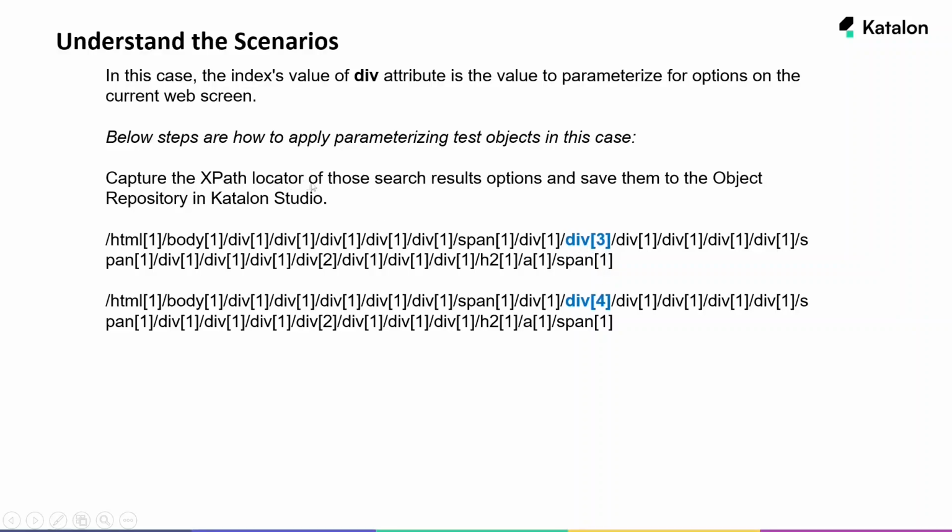So you need to capture the XPath locator of these search results and then save them into the repository, and you're going to keep only one object, and then we are going to parameterize the index. So hope you all understand what are all the different scenarios where we can apply the parameterization of the object.